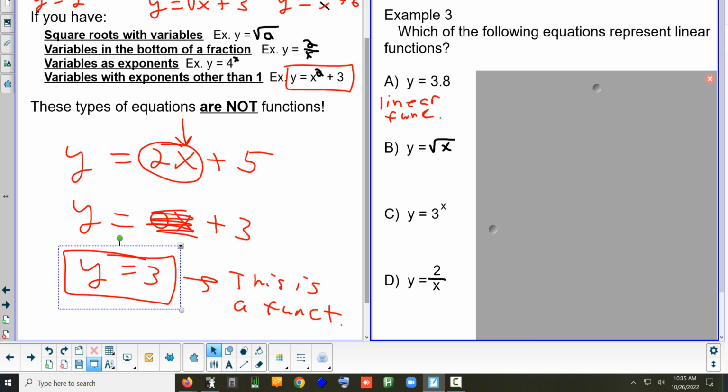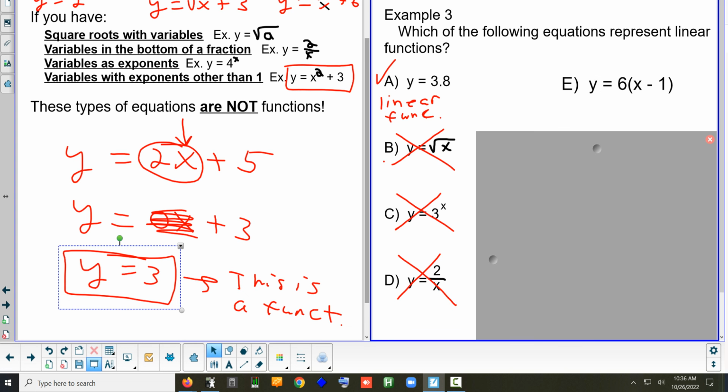How about B? Y equals the square root of x. Is that a linear function if you were to draw it? No, it's not. We said things with square roots. So I'm not even going to write anything. I'll just cross that one out. That one is not linear. That one was. How about C? Y equals 3 to the x. Is that a linear function? No, you're not supposed to have variables in the exponent. So no, that one's not. How about D? Y equals 2 divided by x. No, you're not supposed to have variables in the bottom.